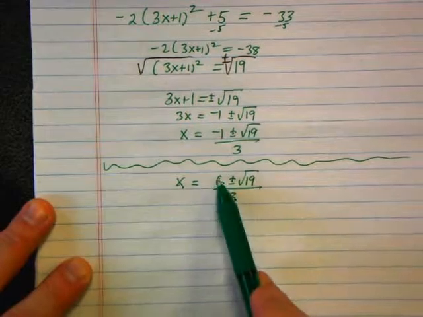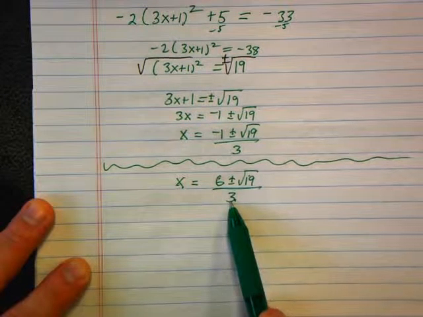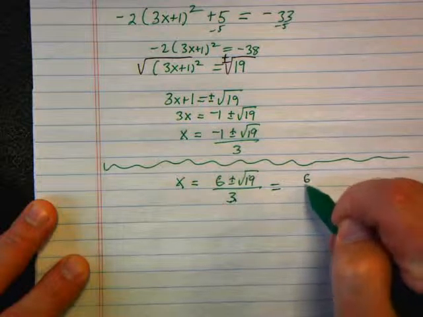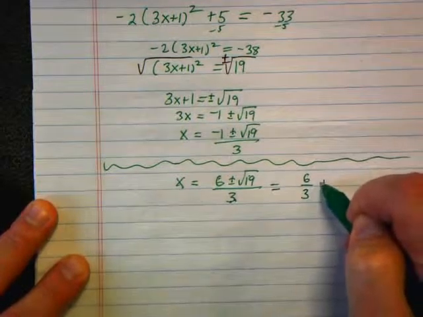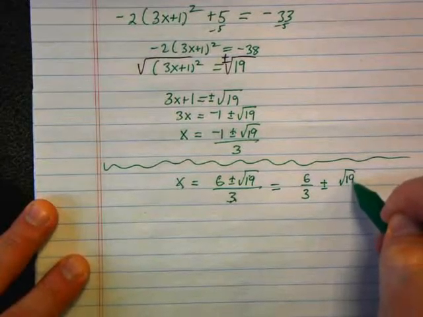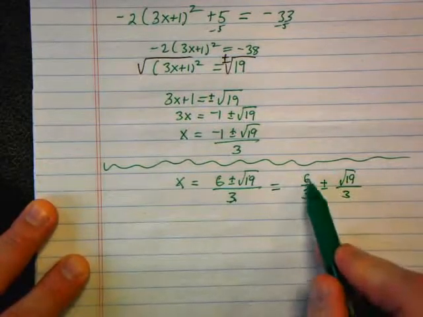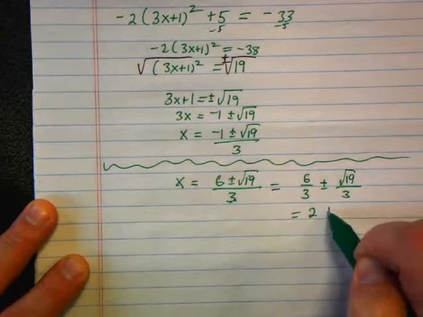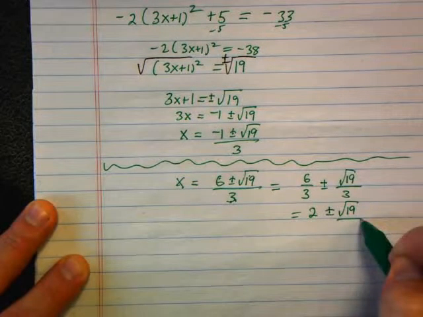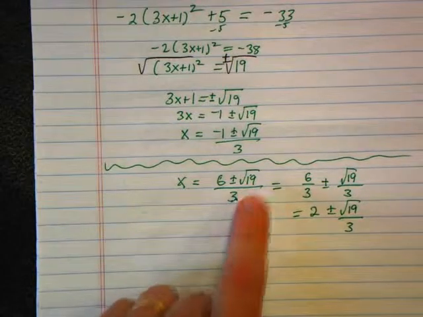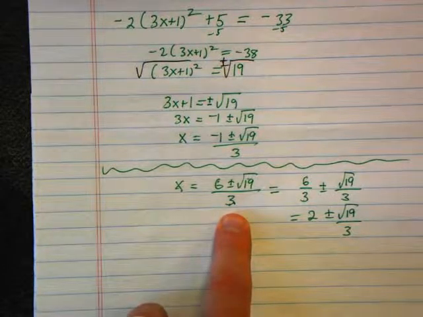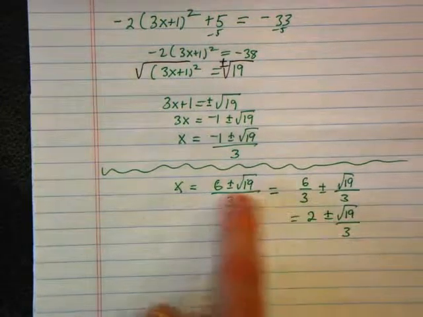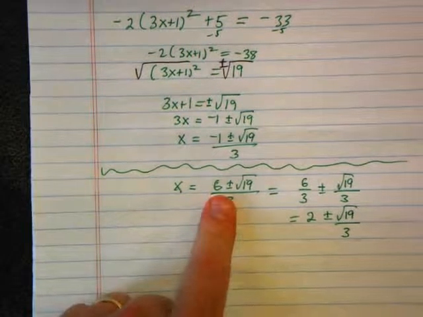What you can do, however, if you want, is you could split this. You could write it as 6 over 3 plus or minus square root of 19 over 3. And then 6 over 3 is 2. So you could write it as 2 plus or minus square root of 19 over 3. But the point is the square root of 19 still has to be divided by that 3. I personally wouldn't care which way you wrote it. If I were doing it, I would leave my answer in that form myself. But that's up to you.